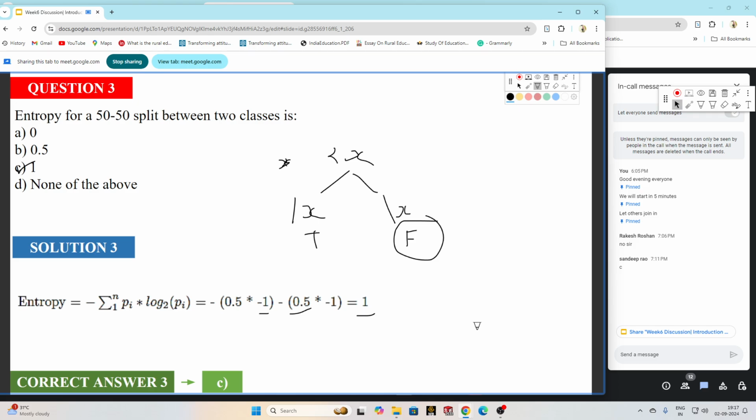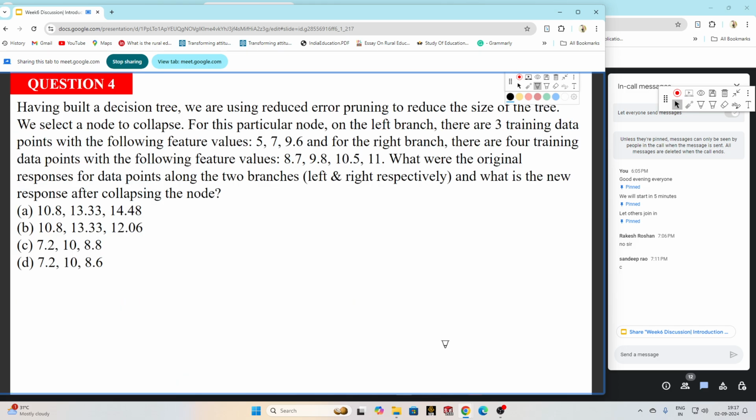Got it, right? We have to apply the direct formula. A 50-50 split means if we have 2x data, 1x belongs to one class and another 1x belongs to another class, so we can directly calculate with this formula. No doubt in this, right? It is a very easy question. Okay, let's move on to the next question.